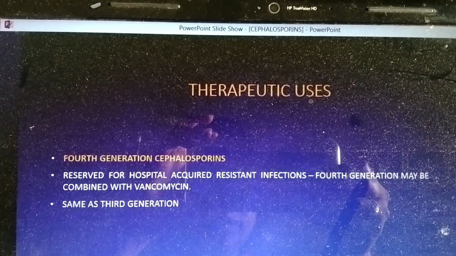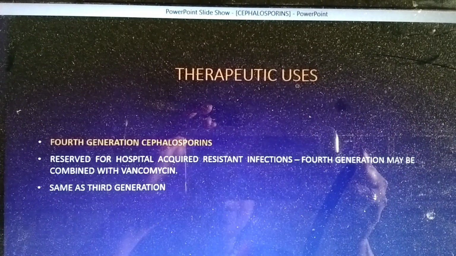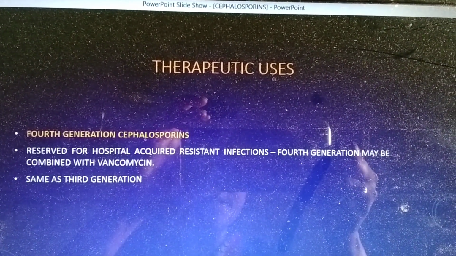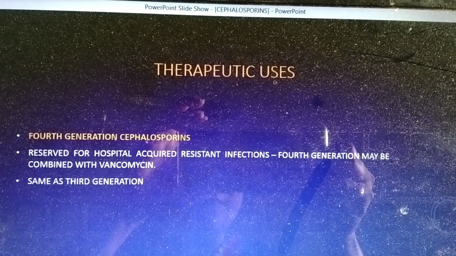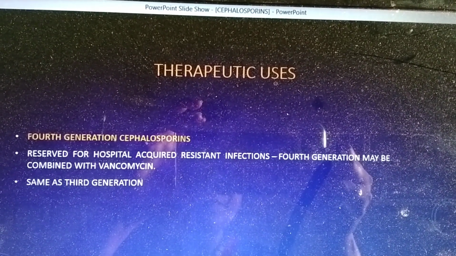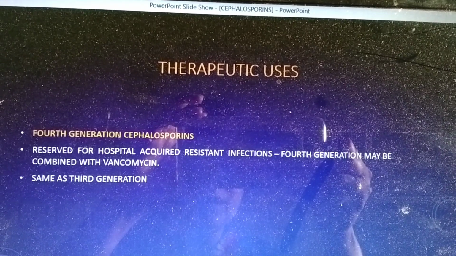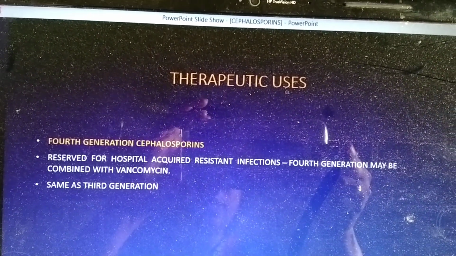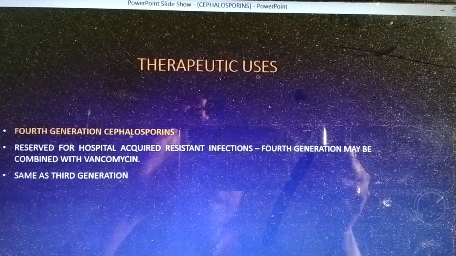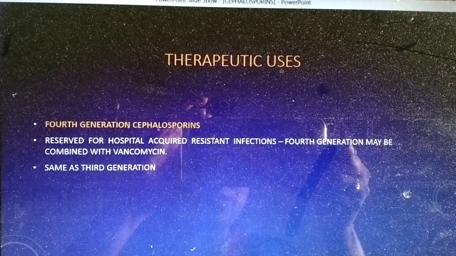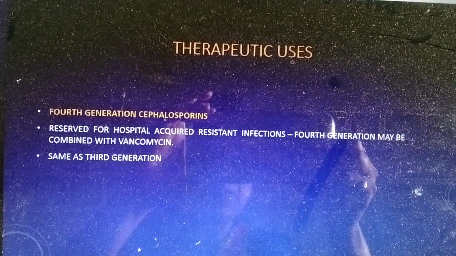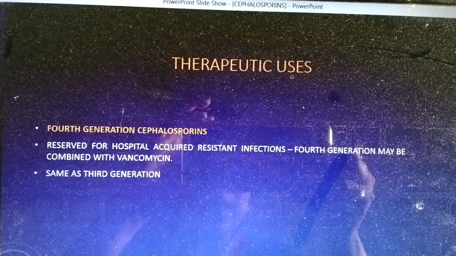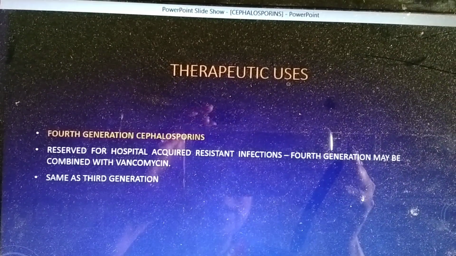Now coming to the therapeutic uses of the fourth generation cephalosporins. These drugs are reserved for hospital acquired resistant infections, where the fourth generation compounds may be combined with vancomycin. So vancomycin is used in combination with the fourth generation cephalosporins for treatment of hospital acquired infections, and other uses are the same as the third generation cephalosporins.